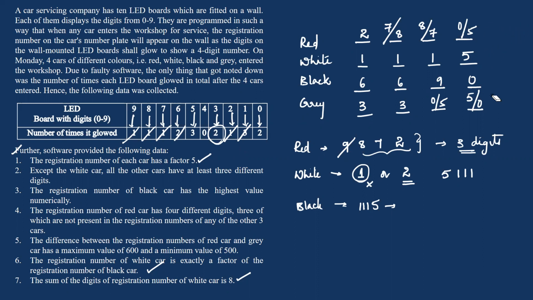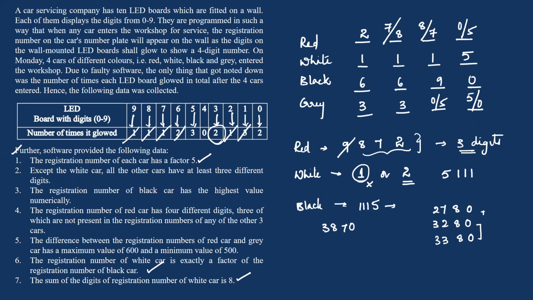Now let's use this. The difference between the registration numbers of the red car and the gray car has a maximum value of 600 and a minimum value of 500. So let me take 2780 or 2880, plus 500. This should be 3280, and plus 600, 3380. So the number should be between 3280 and 3380.